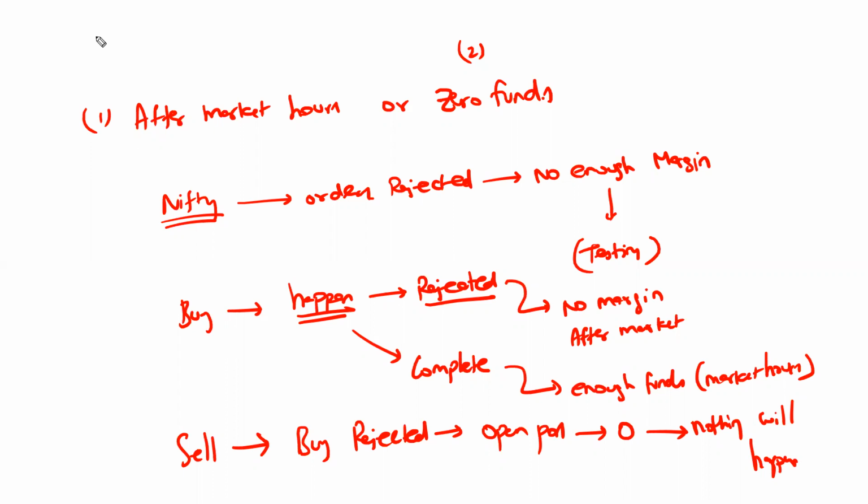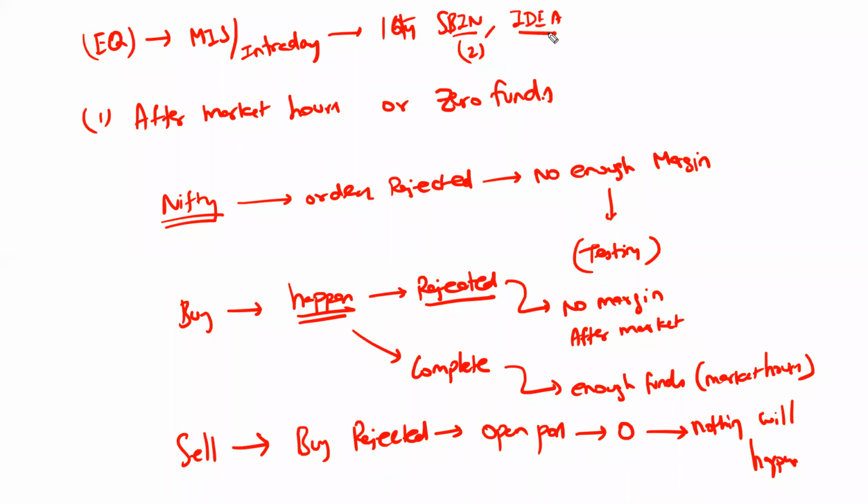But if you want to test it during live markets, what you can do is test it in equity markets. You can keep equity, try with some MIS or intraday orders. From the intraday orders, you can try with one quantity of any stock, let's say something like State Bank of India or Idea, right? You can try some small stock to ensure that the module is working. Once the module is working, then you can go and run on any trading instrument. That is the recommended thing itself.